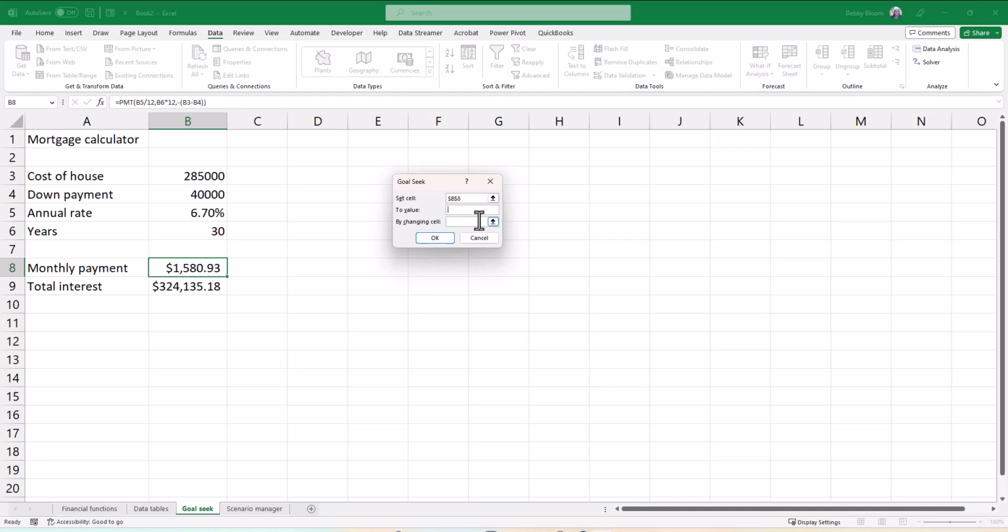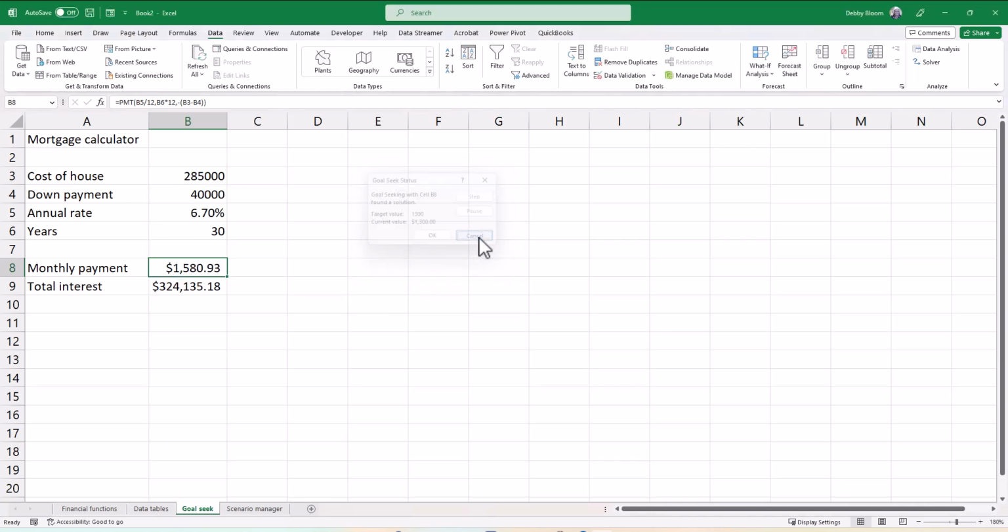To a value of $1,300. Now the changing cell would be the cost of the house. So I'm going to click OK. And we find that with a $241,000 house, I would have a monthly payment of $1,300. So if I click OK, it keeps it. If I do cancel, it goes back to the original numbers. So I'm going to go back to cancel.